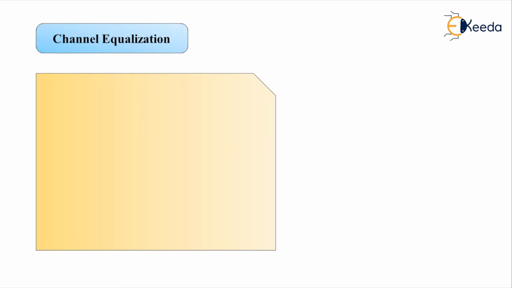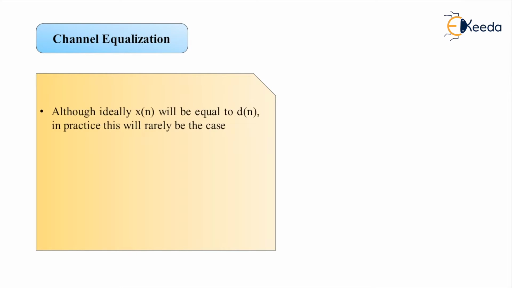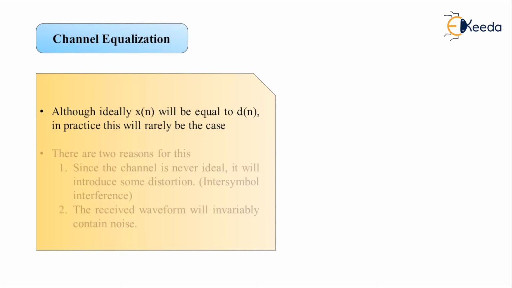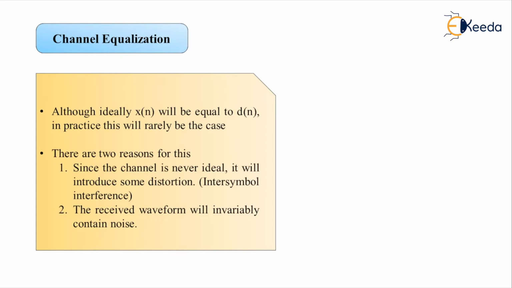So the first reason is that the channel is never ideal and it will have certain kind of distortion. For example, it is the inter-symbol interference. And the second reason is that whatever the signal in the form of a waveform we receive at the receiving or the destination end here, it will invariably contain noise.